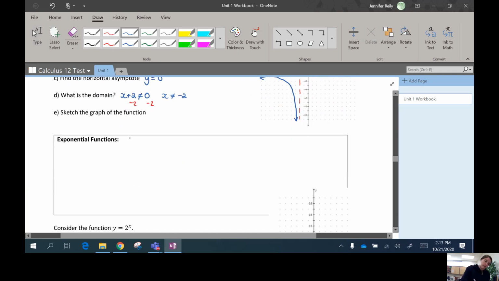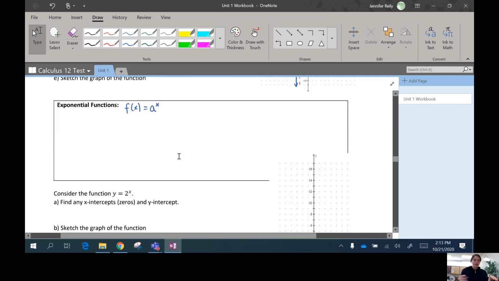These have the form a to the power of x. So this time x is in the exponent. These functions increase very rapidly or decrease very rapidly. The domain of these is always going to be all real numbers. You can always plug any number into an exponent. There's no restrictions on that. It could be 0, negative, or positive.